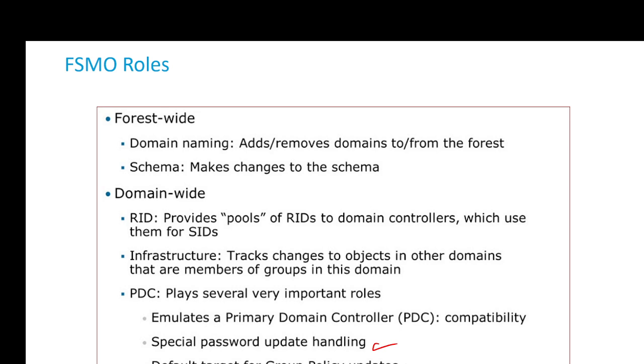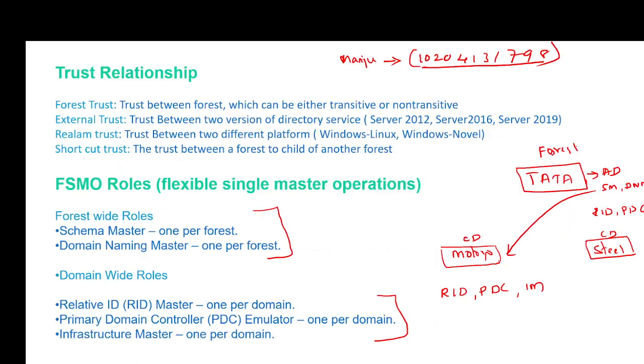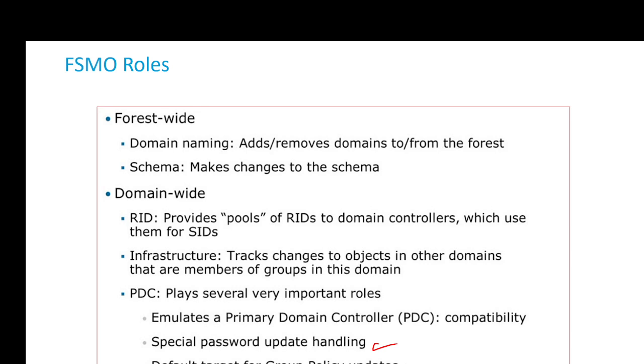And the last one is the infrastructure master. The infrastructure master tracks, I mean, it is a kind of group nesting, I could say. Let me go back here. For example, a user1 is there. It will make sure how many groups this user is part of. Say there are 10 groups, and he is part of all 10 groups. Is he part of the same domain or a different domain? Those checks will be done by the infrastructure master.